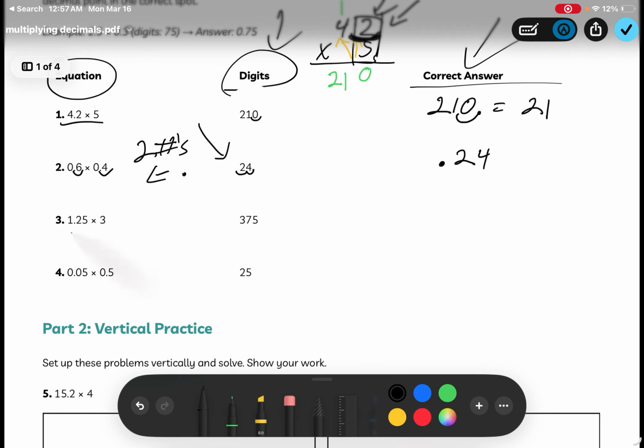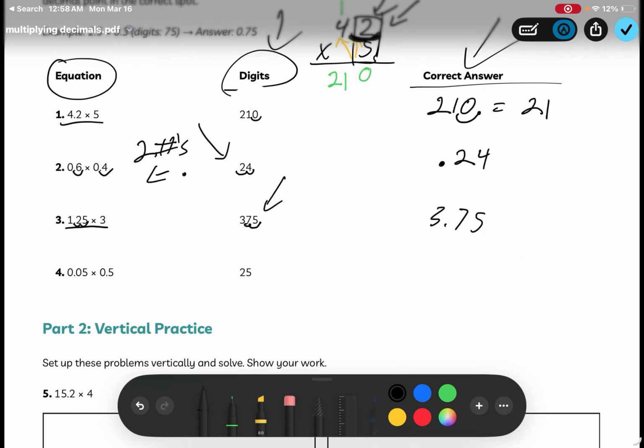Over here, 125 and 3. We have our answer here, but it's incorrect. We have 2 numbers behind the decimal, so we're going to start on the right side here. 1, 2. And our answer is going to be 3.75.